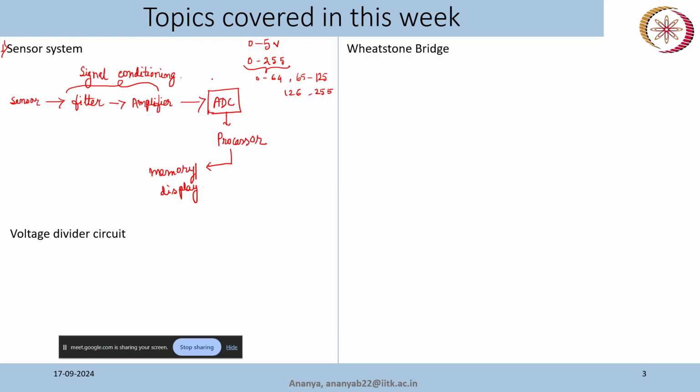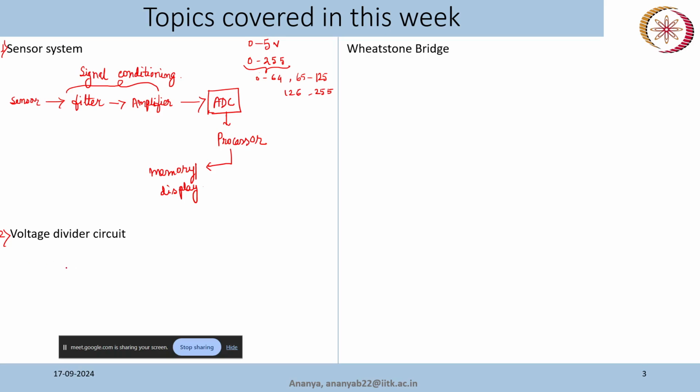So this part is not always necessary. The ADC, sensor, memory and display can be different depending on your system. So we focus on the signal conditioning circuit part. Typically there are two components, the filter and the amplifier, and in this week those topics were discussed. Next, the second topic that was covered this week was the voltage divider circuit.